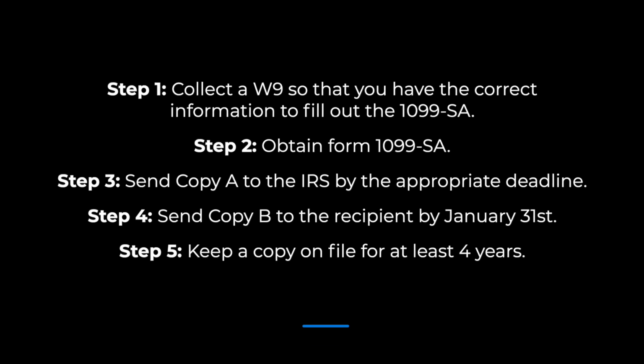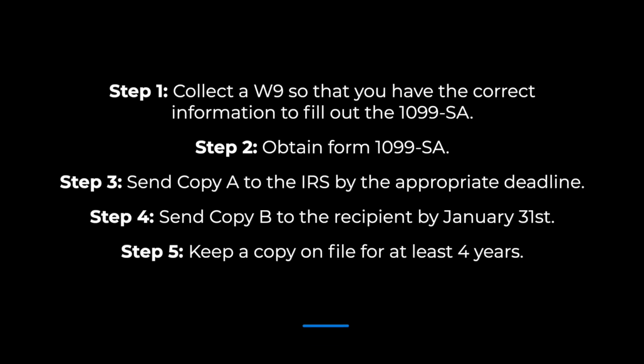Before we go, let's quickly go over the steps to filing. Step 1, collect a W-9 so that you have the correct information to fill out the 1099-SA. Step 2, obtain Form 1099-SA. Step 3, send Copy A to the IRS by the appropriate deadline. Step 4, send Copy B to the recipient by January 31st. Step 5, keep a copy on file for at least 4 years.